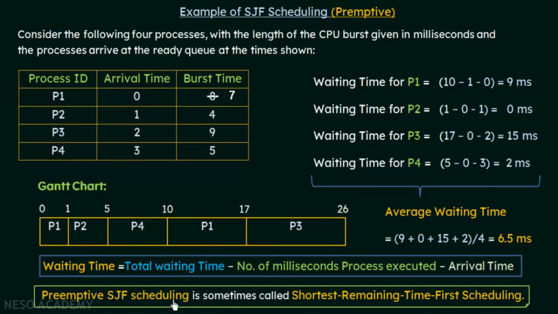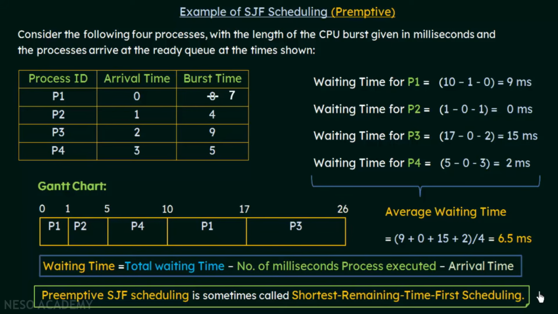So preemptive SJF scheduling is sometimes called shortest remaining time first scheduling. So this is another name that we have for preemptive shortest job first scheduling. It is called shortest remaining time first scheduling. And why is that? I have just explained that.